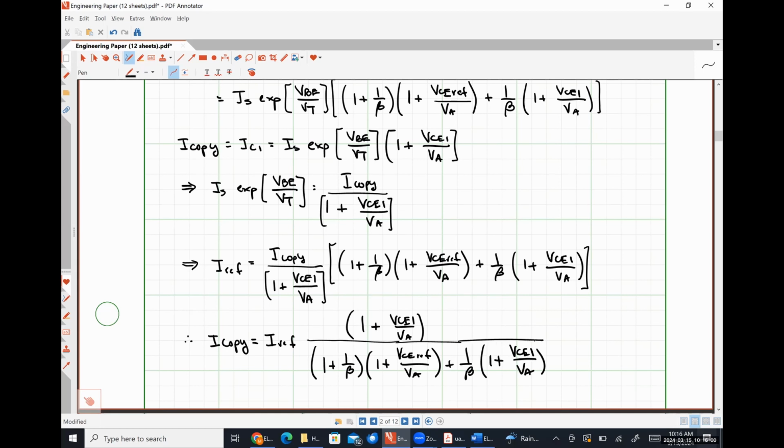Now, just for simplicity's sake, let's say that the early effect was neglected. Okay. With the early effect neglected, that means that all of our VAs are infinity. Which means this term right here is just going to go to 1 because we're going to have 1 plus 0. This term goes to 1, this term goes to 1. And so this is going to come out looking like I ref times 1 over 1 plus 2 over beta. So this ratio is going to be pretty close to 1, meaning that our copy current is going to be pretty close to the reference current, but it's not quite going to be there because, as I mentioned, those base currents are leaching away some of the reference current.